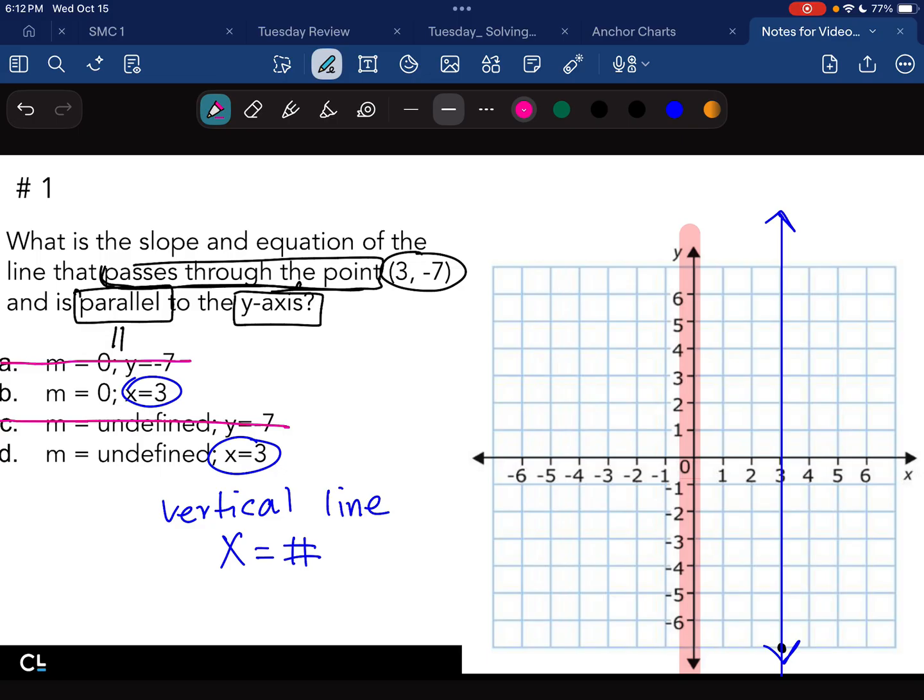So now looking at it, I am stuck with the next think about. Is my slope going to be undefined or 0? So go back and think about it and look at your notes. If you have a vertical line and your equation's x equal a number, what type of slope would it be? 0 or undefined? It would be an undefined slope. And the reason your equation is x equals 3 is because when it crosses the x-axis, it is at 3. All right?